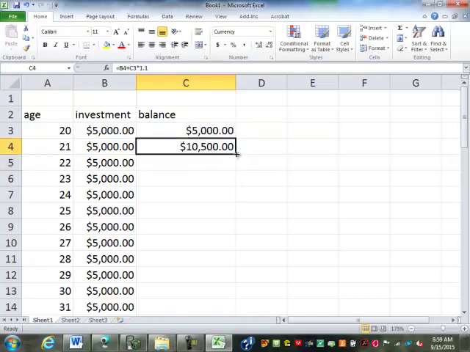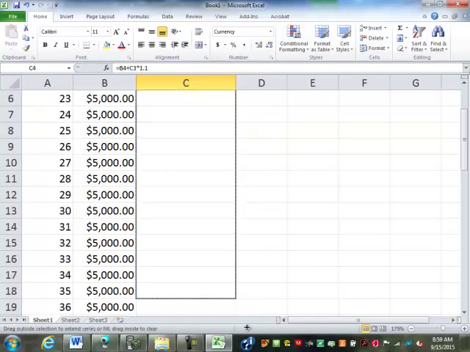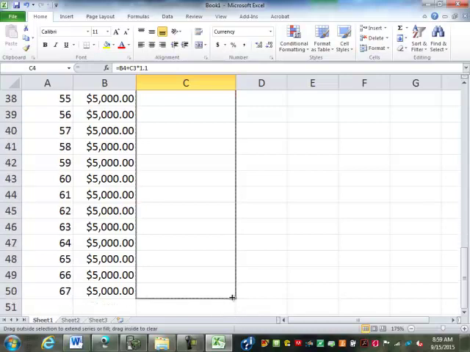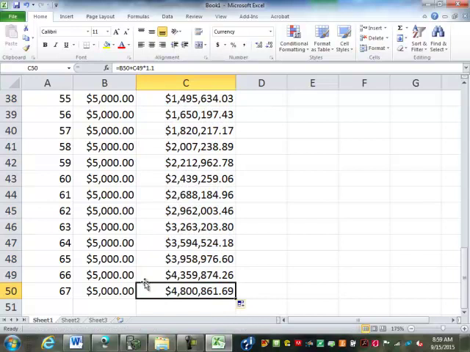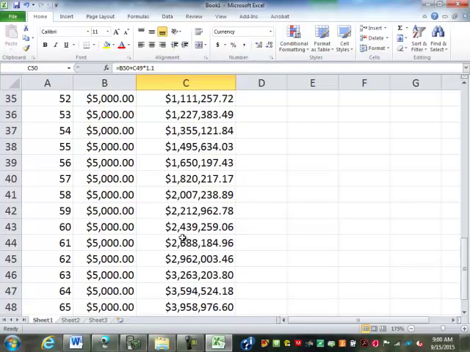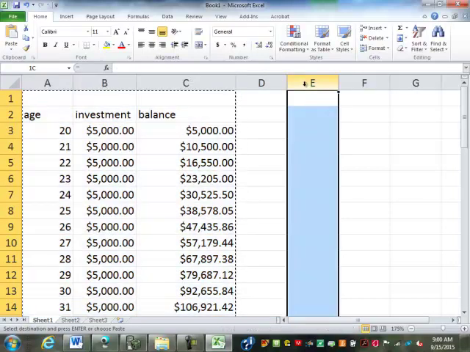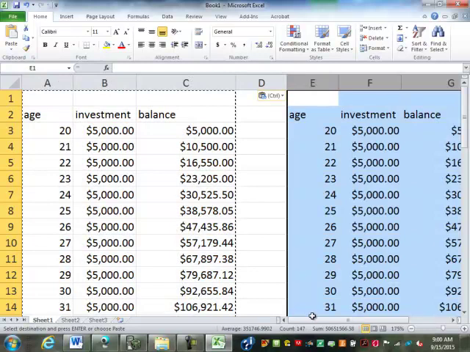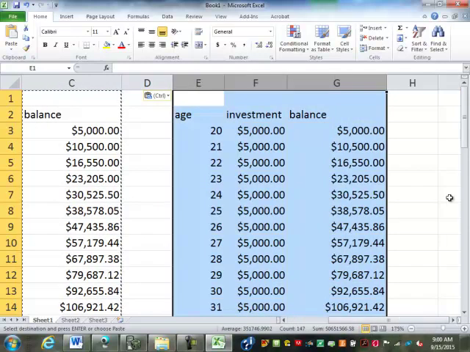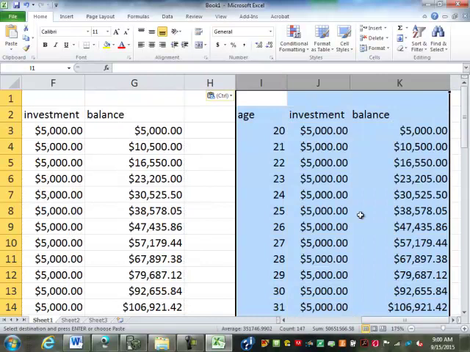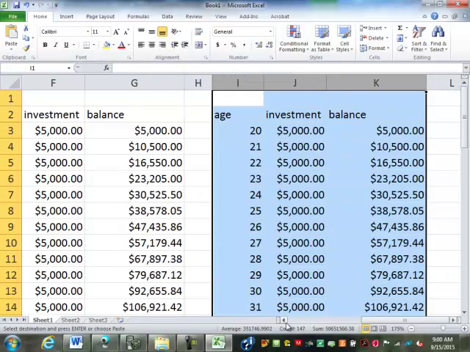If you did $5,000 a year starting at age 20, anybody want to guess what you would have at 67? Like, I don't know, 700 something thousand. About 4.8 million. Now again, that's assuming 10% gain, which may or may not be totally accurate. Here's what's interesting about that, though. This is one of the most profound examples to me of how compound interest works.